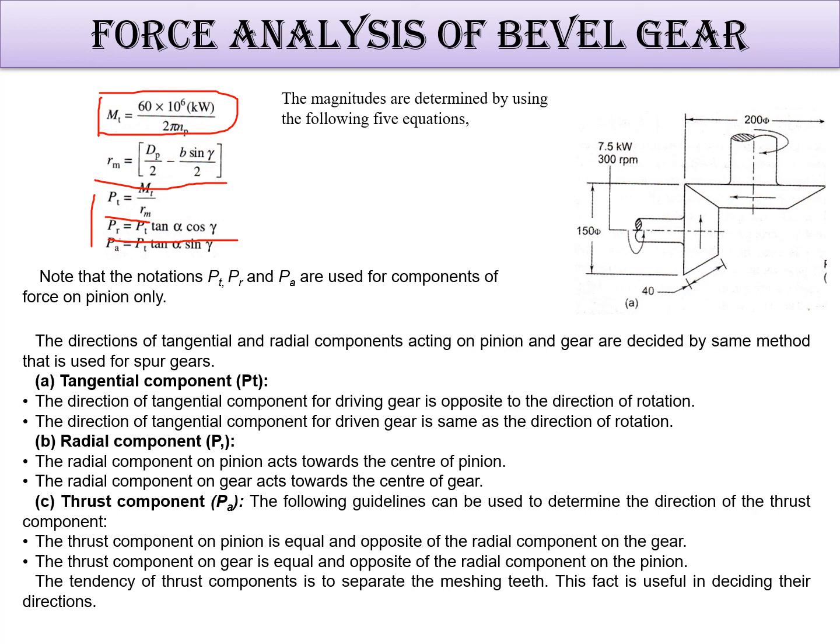Radial component on pinion acts toward the center of the pinion, and radial component on gear acts toward the center of the gear. Thrust component on pinion is equal and opposite to the radial component of the gear, and thrust component on gear is equal and opposite to the radial component of the pinion. This fact is useful for deciding the directions. For directions, we need this magnitude part. Okay, thank you.